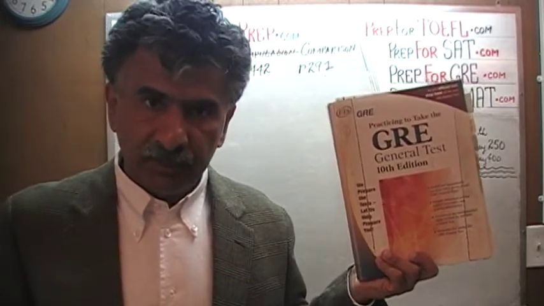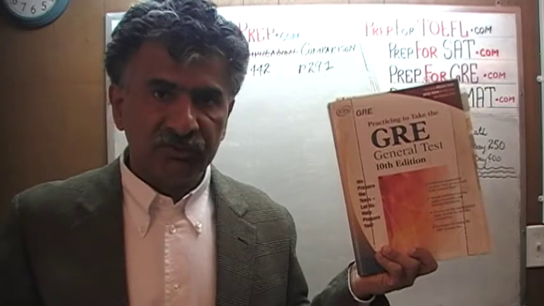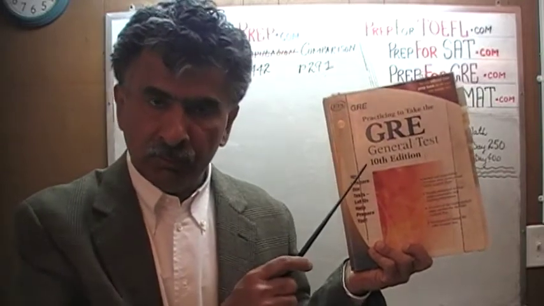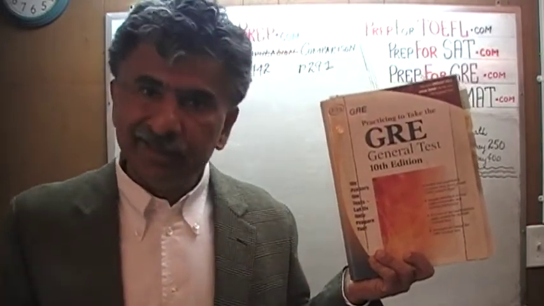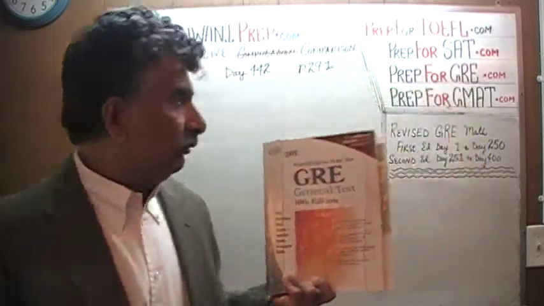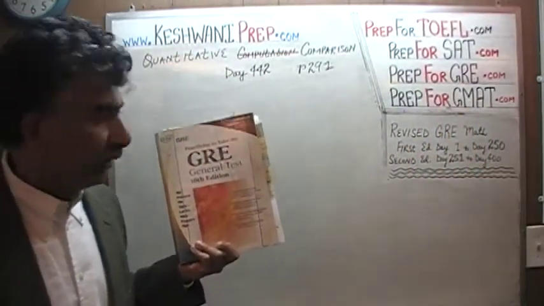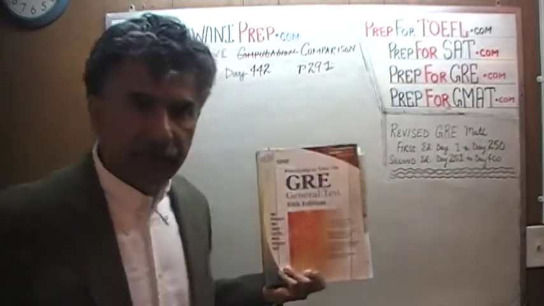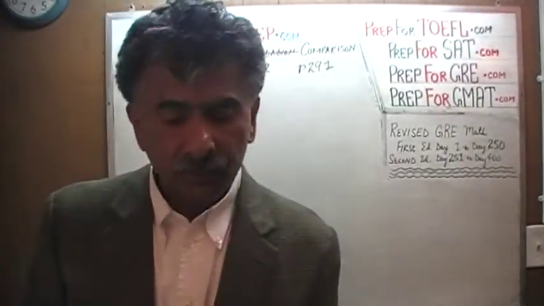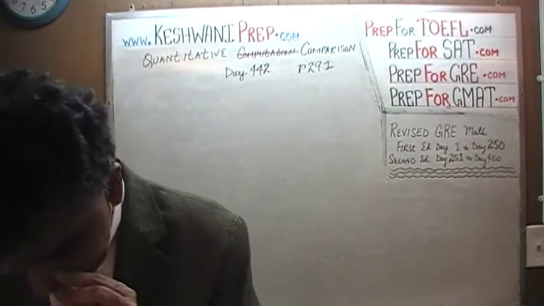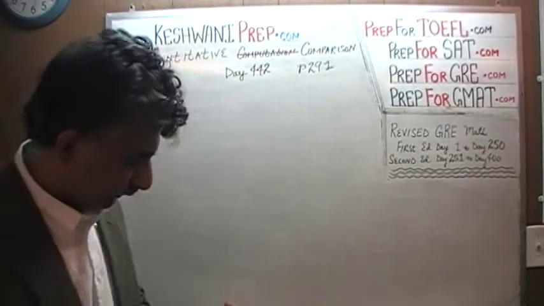To get some extra practice, to get better at these questions, we started solving some quantitative comparison questions out of this book here, the 10th edition of the general GRE. From day number 401, we began that process here, and right now we are on page number 291. Please start doing page number 291, problem number 6.